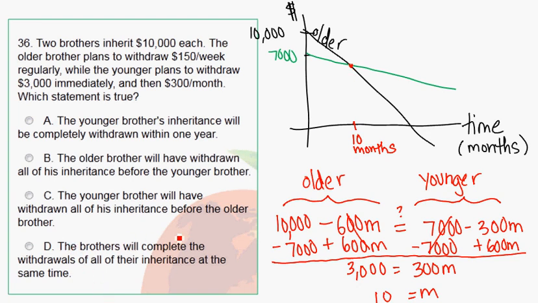The last one says the brothers will complete the withdrawals of all their inheritance at the same time. That's also not true because we see they're going to have the same amount of withdrawal at 10 months, so they're not going to exhaust their entire bank account by then. So our correct choice must be choice B.